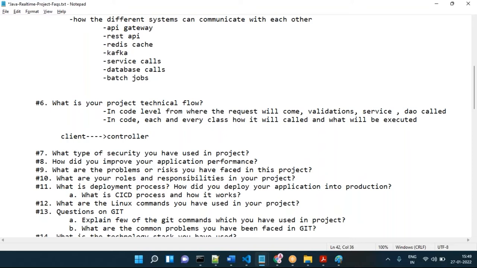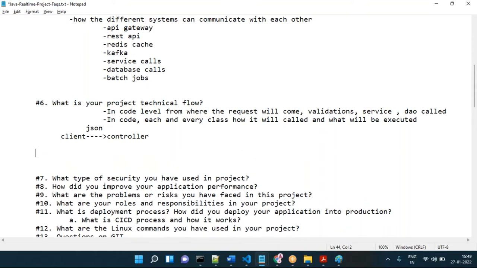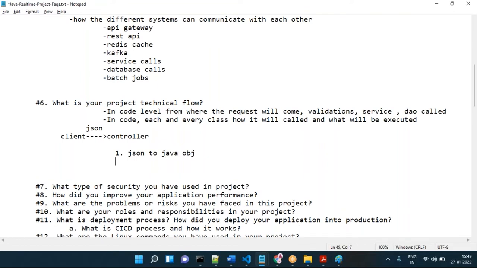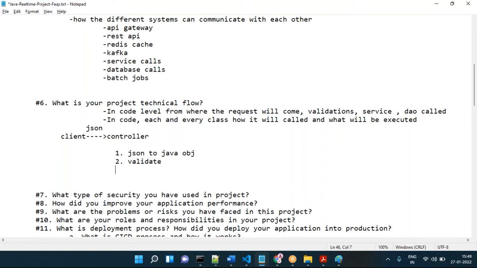my controller. What request? Here, a JSON request, because it is a service. What will my controller do? In my controller, Jackson is there. Jackson will convert JSON to a Java object. Here you validate the request; we have a class called request validator. If the validation is a success, then the request will go to the service class. Here we are performing some business logic.